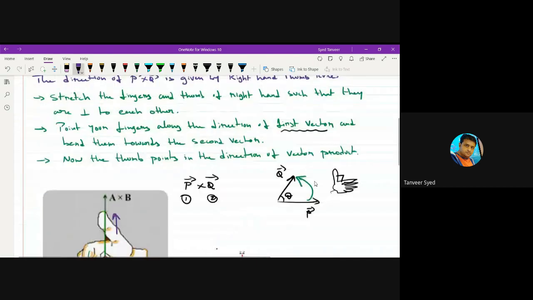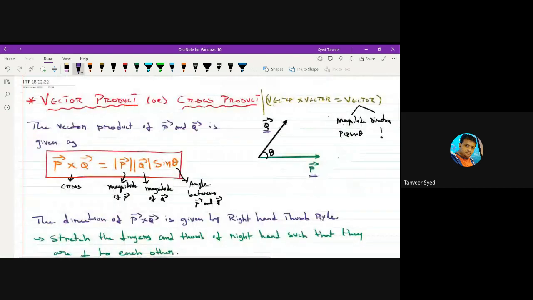Okay. So here, in our example that we have taken, this is vector P. This is vector Q. Then what will be the direction of P cross Q?